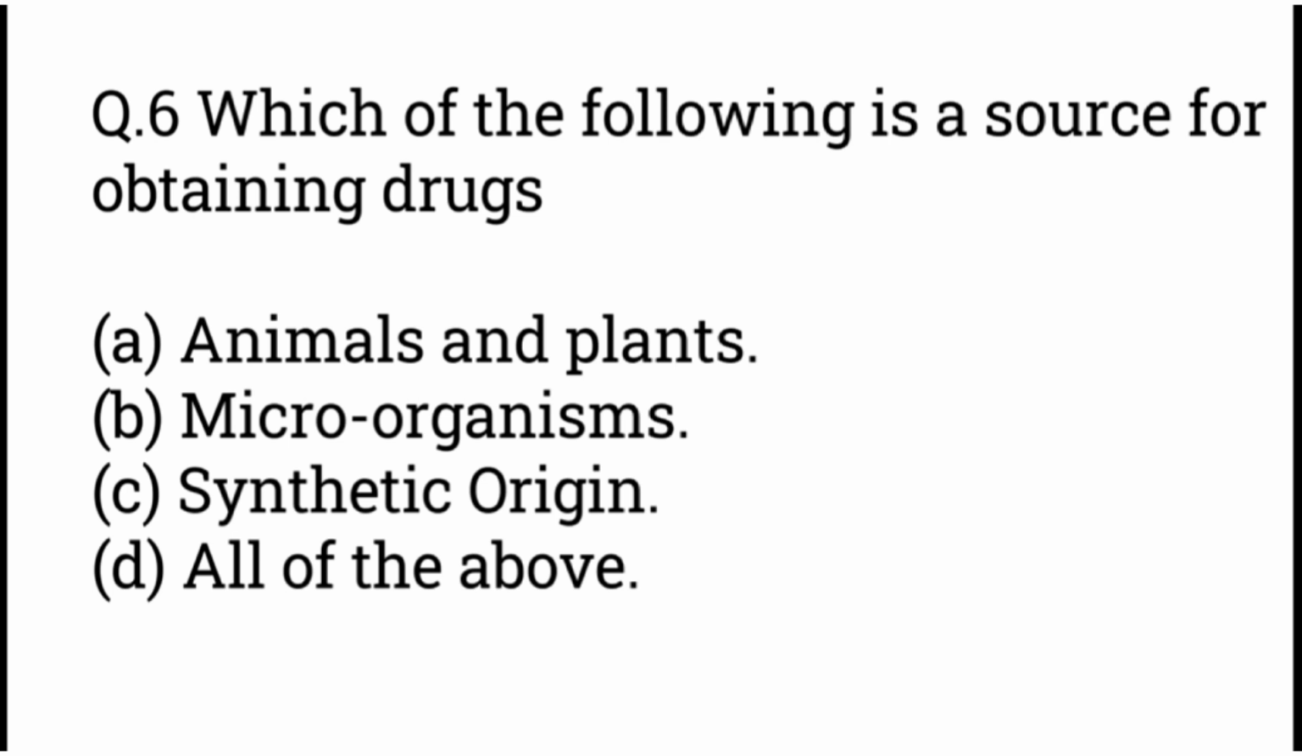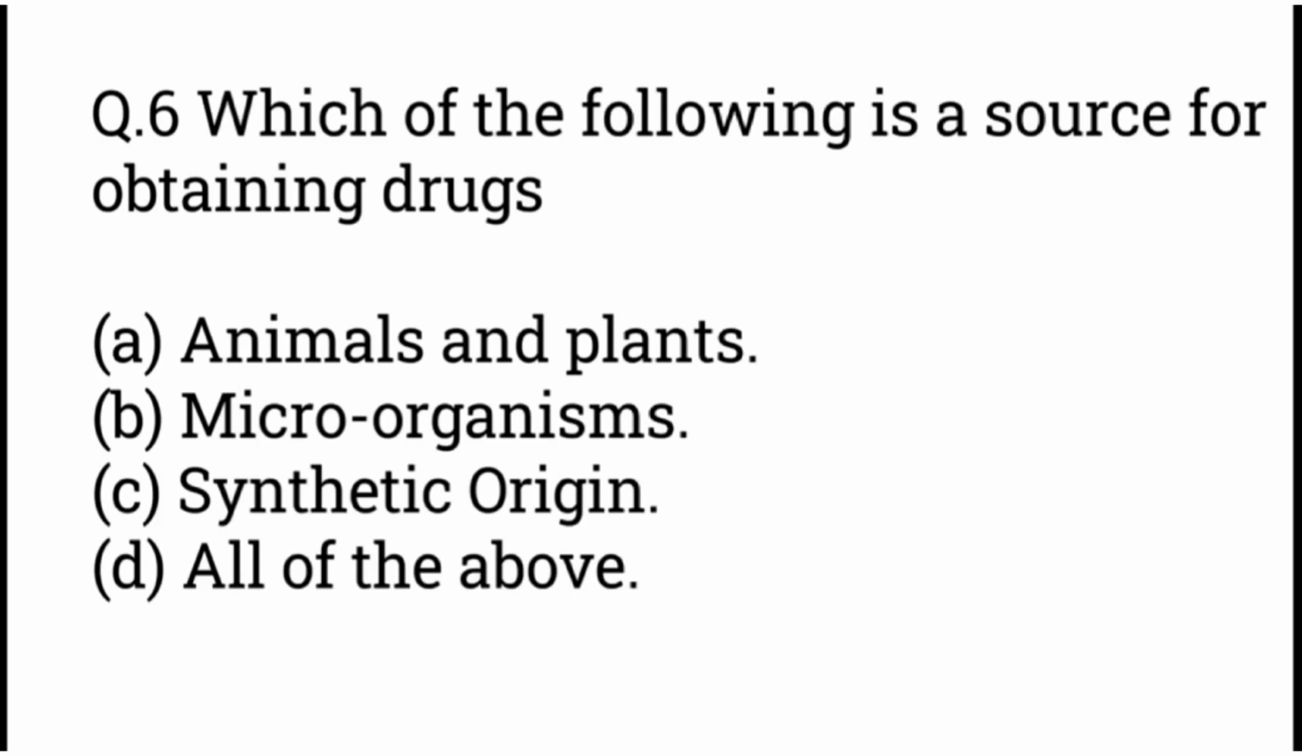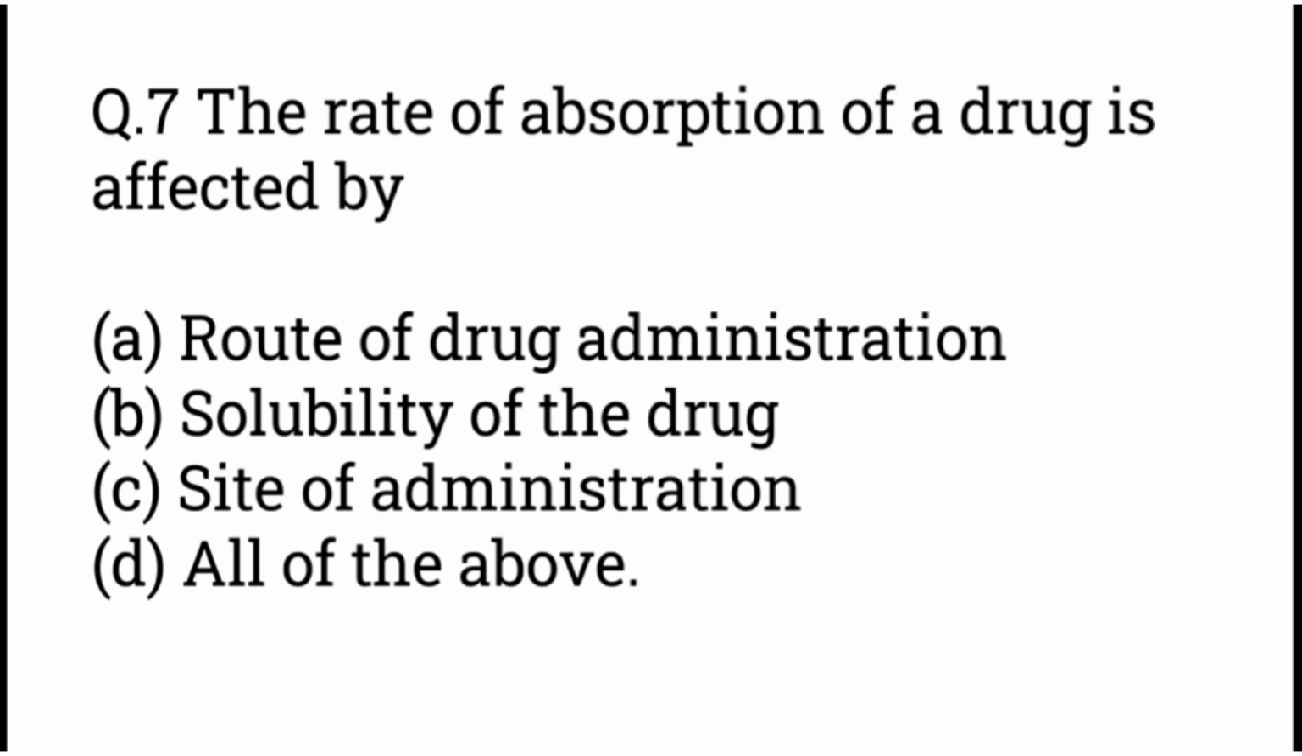Which of the following is a source for obtaining drugs? See, animal and plants, microorganisms, synthetic origin, all of the above. See, the following are the sources of obtaining drugs. So what is the answer? All above. So sources are animals and plants, microorganisms, synthetic origin. So the answer is all above.